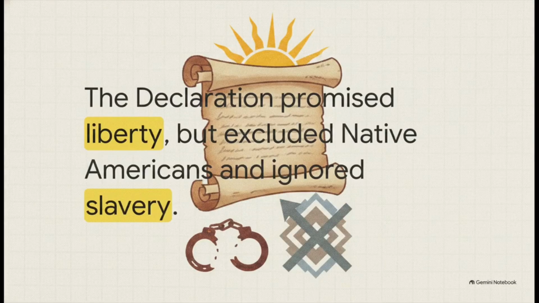Then we hit July 4th, 1776. The Continental Congress adopts Thomas Jefferson's Declaration of Independence. Now, it's a soaring, totally revolutionary document, for sure, but it immediately exposes the nation's core contradiction. It promised this incredible ideal of fundamental liberty, yet at the exact same time, it turned a blind eye to thriving slavery and completely excluded Native Americans. It was a high-minded promise that America would literally spend generations struggling to actually live up to.